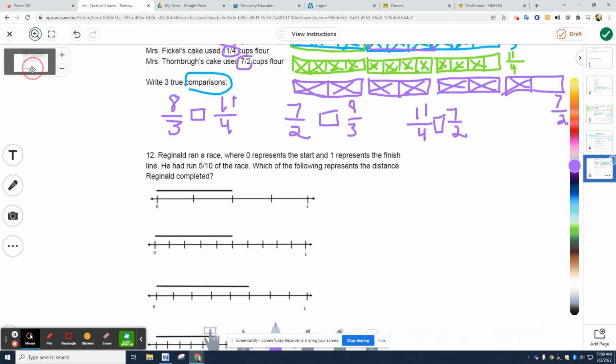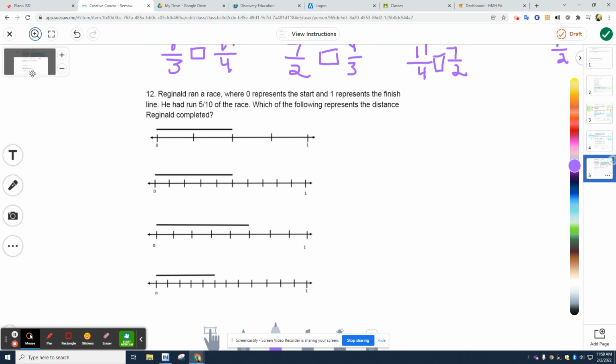Let's give you some hints on number 12. Okay, so let me look at number 12. Reginald ran a race where 0 represents the start and 1 represents the finish line. He had run 5/10 of the race. Which of the following represents the distance Reginald completed? So he's run 5/10 of the race. And which one represents it?